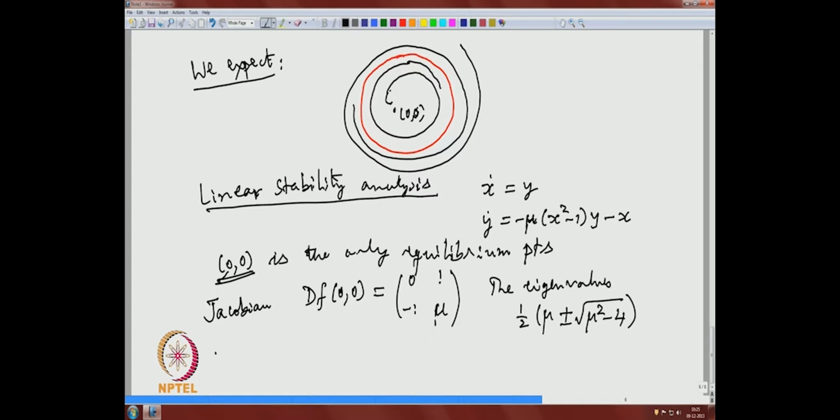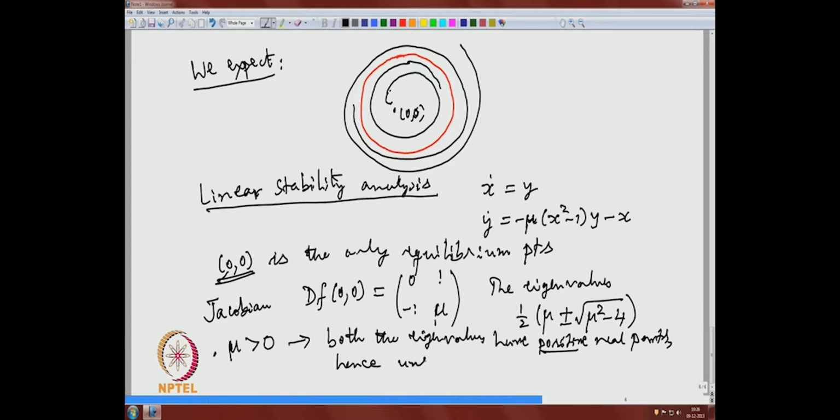So, you see that when mu is positive, so this always dominates, and so both the eigenvalues have positive real parts. So, hence unstable. Okay.